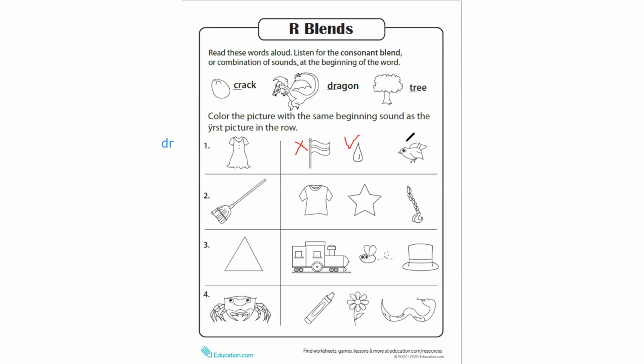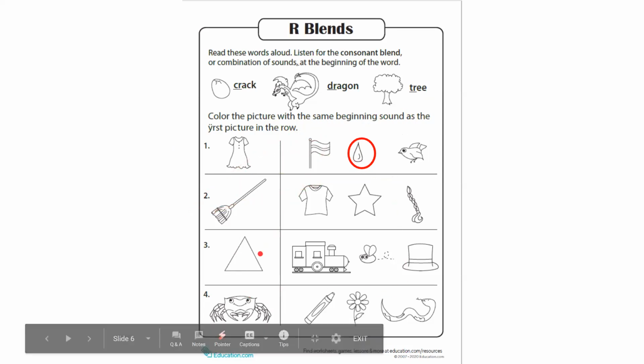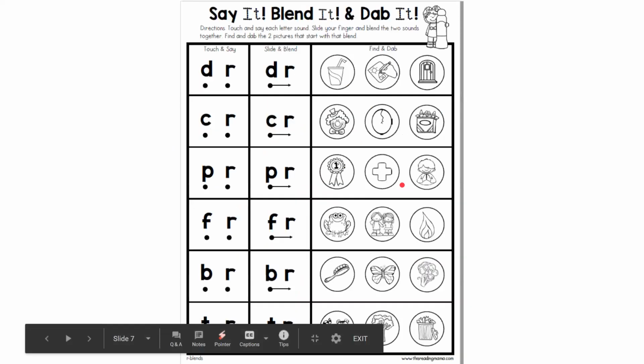This is a bird. Bird. Do you hear dr? No. So I will cross it again. So what is the word which has the same sound as this dress? It is this drop. So I will circle the drop like this. So this is the answer. Likewise, you will do for all the remaining three pictures.